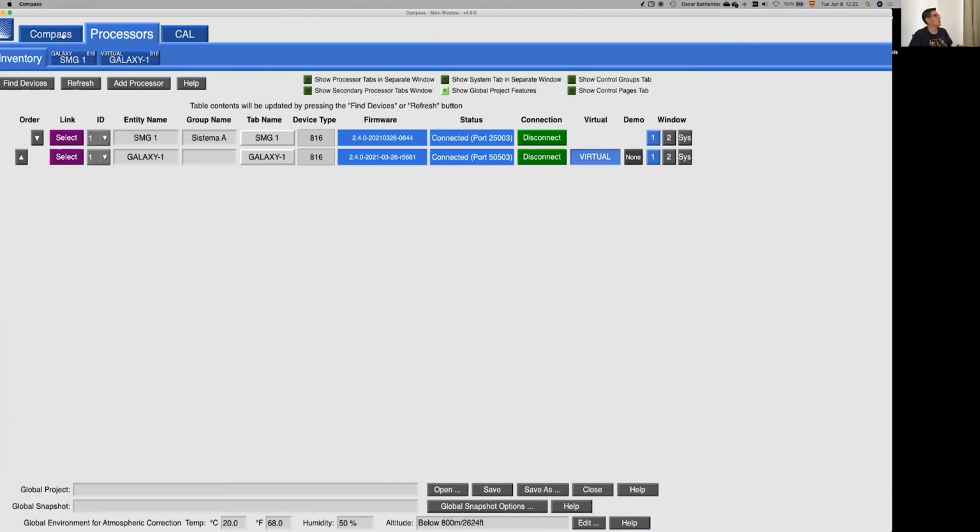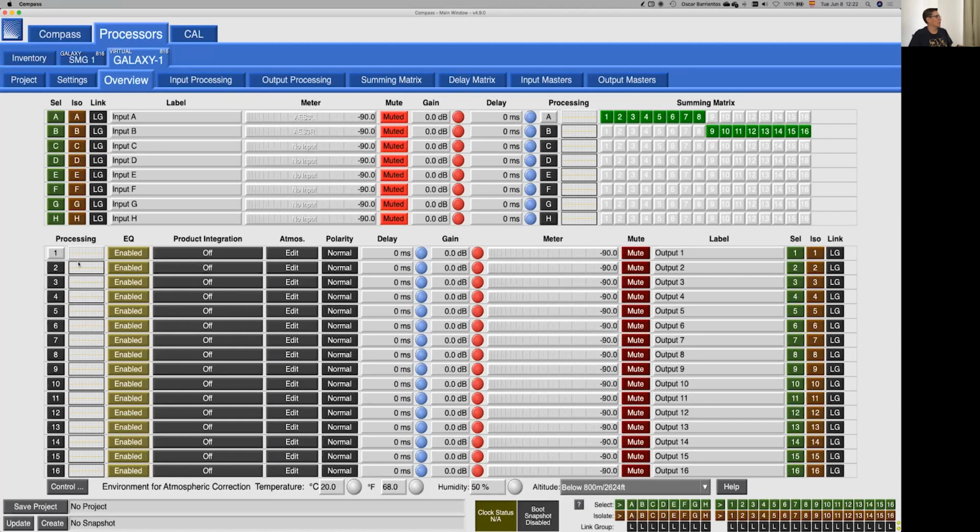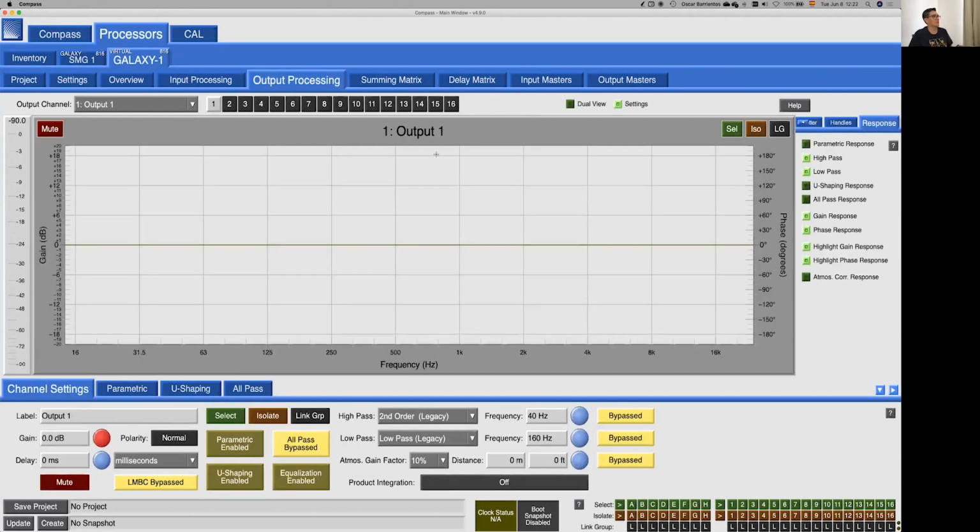Now I'm using virtual Galileo right here, and I'm going to the tab of output processing, the channel setting tab, and here we have a high pass filter section and a low pass filter section. If I just click on this little arrow, it will pop up this window, and we're going to see that we have Butterworth order 1, 2, 3, 4, and 8, and Linkwitz-Riley order 2 and order 4.